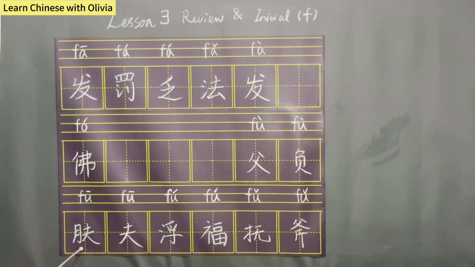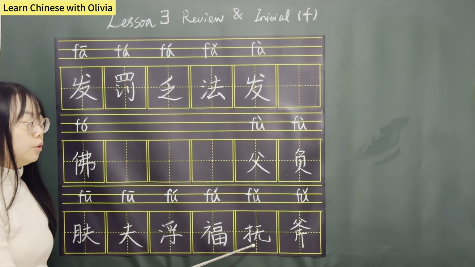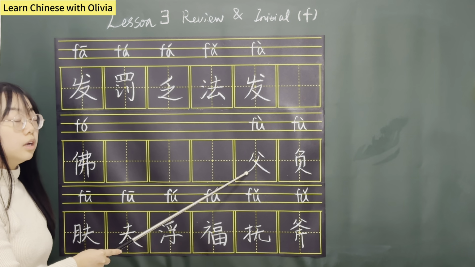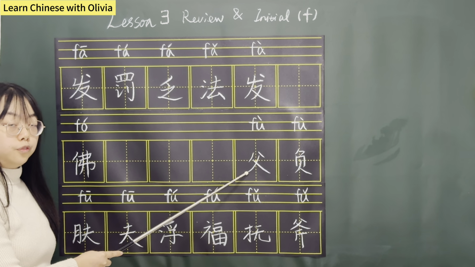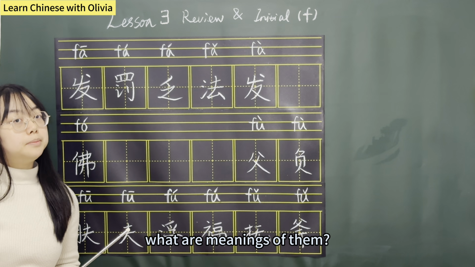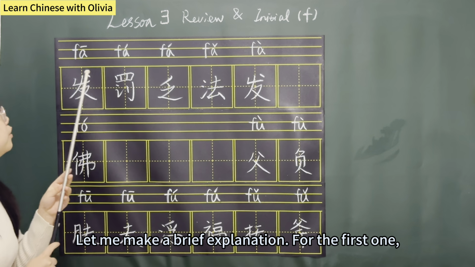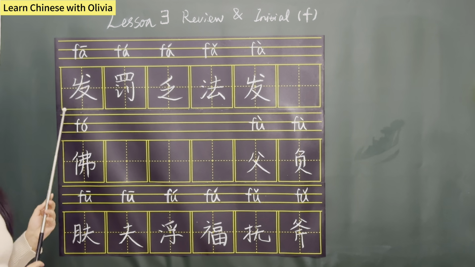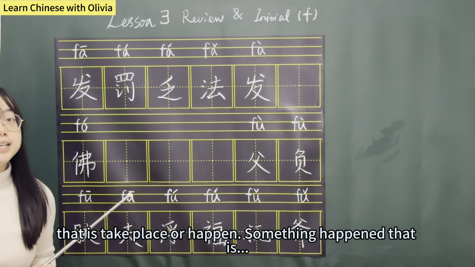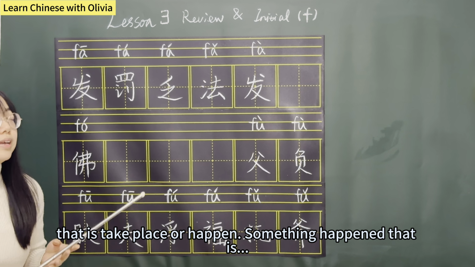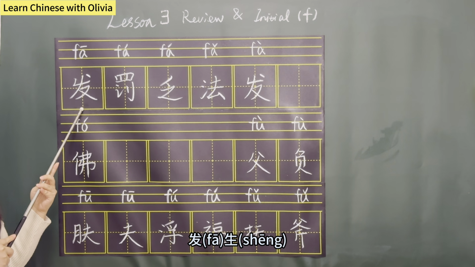Fu, fu, fu, fu, fu, fu, fu, fu. What is the meaning of them? Let's make a brief explanation. For the first one, fa, that is take place or happen, something happen. That is fa, fa sheng.